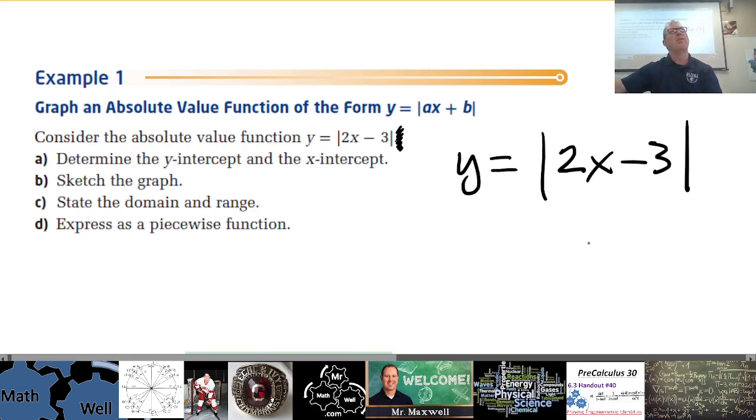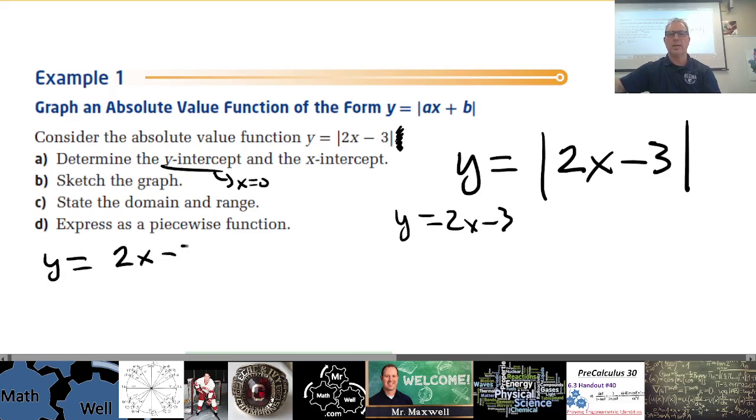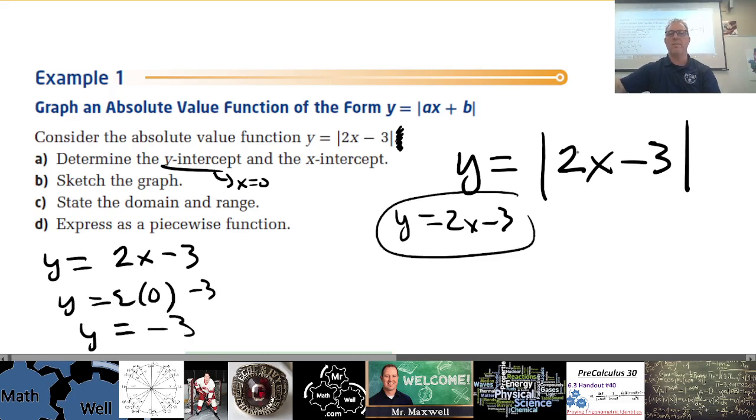Well, this is all based off of y equals, it's kind of like y equals 2x minus 3 without the absolute values, right? So if we found the x and y intercepts for just the regular function, we can figure out what the x and y intercepts are for this. So the y-intercept is when x equals 0. So y equals 2x minus 3, that's y equals 2 times 0 minus 3, or y equals negative 3. So that's what it is for this graph. Is it the same for this graph, do you think?